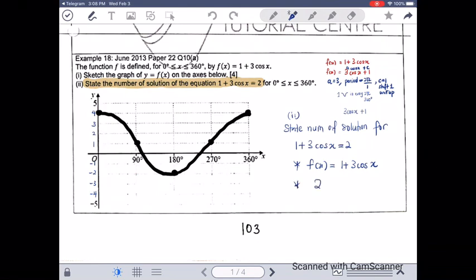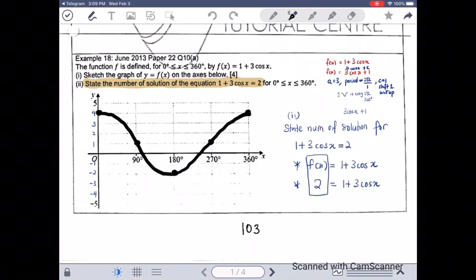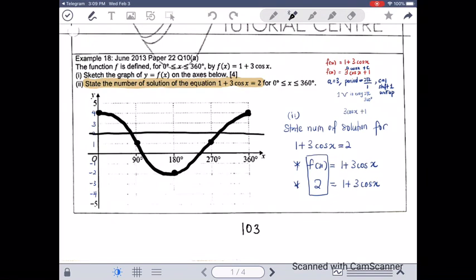Then we have 2 equals 1 plus 3 cos x. When f of x is equal to 2, we will have this line here. f of x is equal to 2. Basically, this is when f of x equals 2, and this is when f of x equals 3 cos x plus 1.